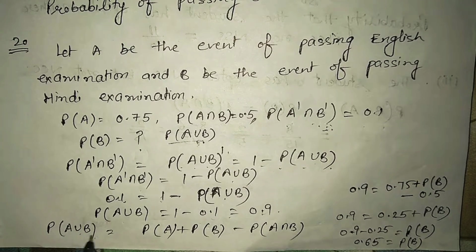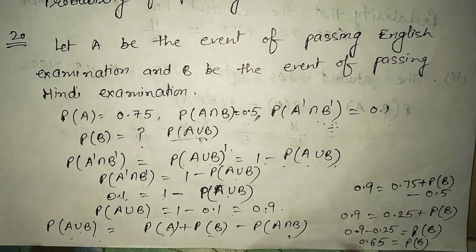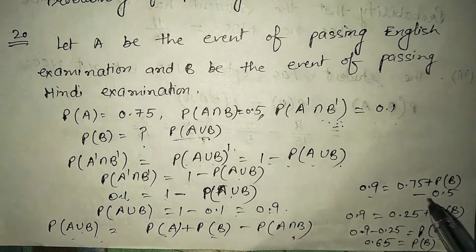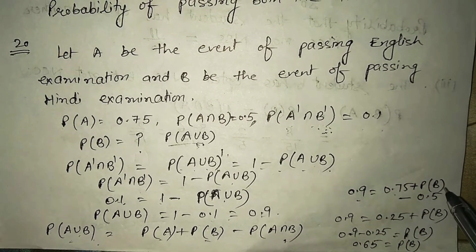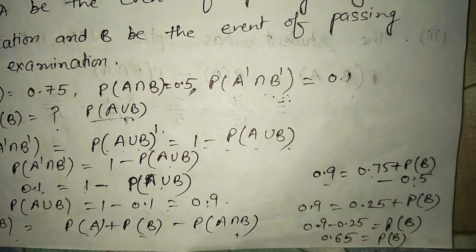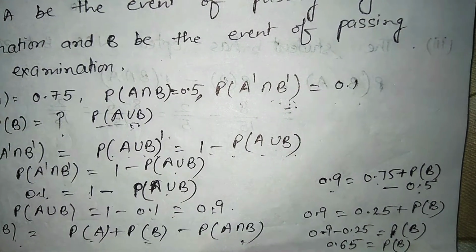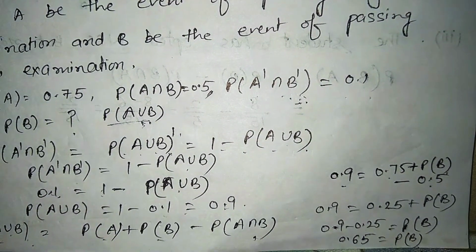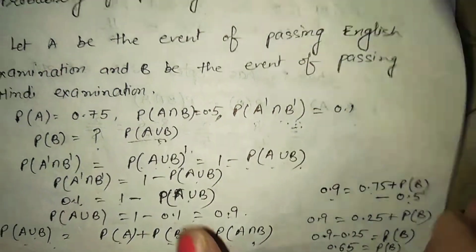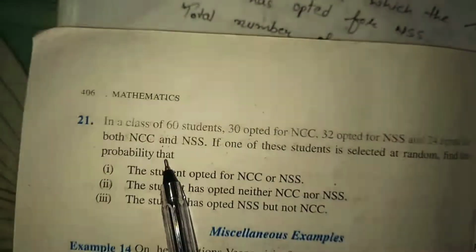So what is P(A union B)? P(A) plus P(B) minus P(A intersection B). P(A union B) is 0.9, P(A) is 0.75, P(B) we want to find out, and P(A intersection B) is 0.5. After solving, we will get P(B), the probability of a student passing the Hindi examination. This is 0.65. Now come to question number 21. This is the last question of exercise 16.3.